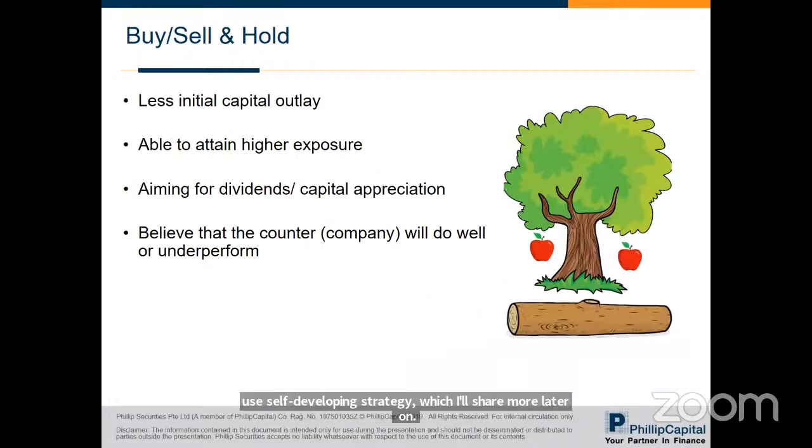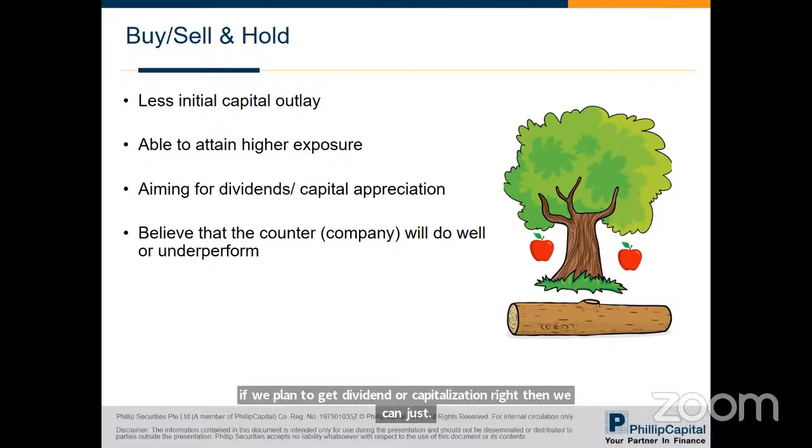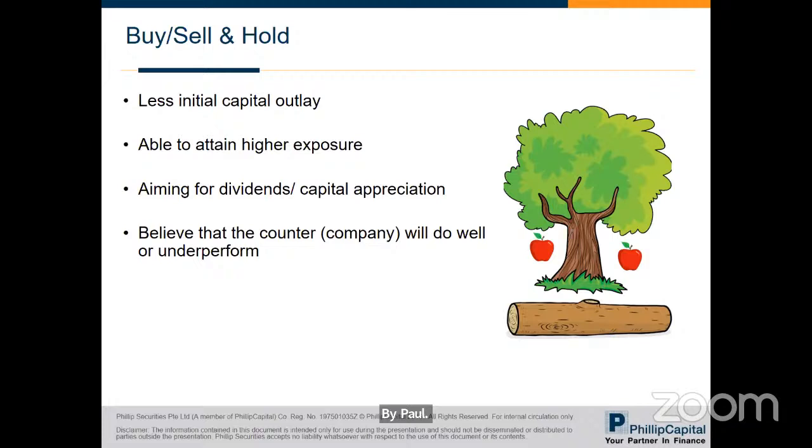Okay, so the first strategy is pretty easy, where you just buy or sell and hold. The reason is that it costs less than the capital outlay if you were to do that in stocks, and we'll be able to attain a higher exposure, or rather a more diversified portfolio. And if we plan to get dividend or capital appreciation, then we can just buy and hold. We buy and hold because we believe that the counter will do well. We sell and hold because we believe that the counter will underperform.